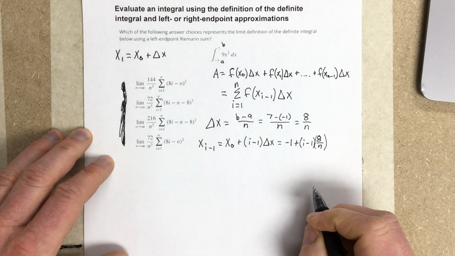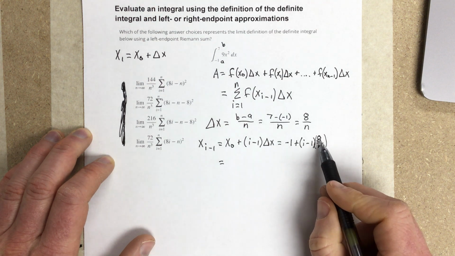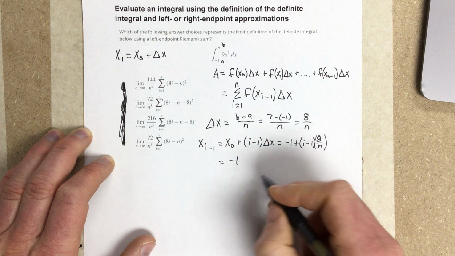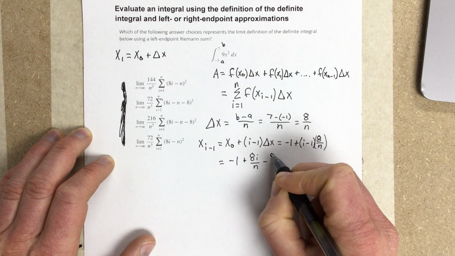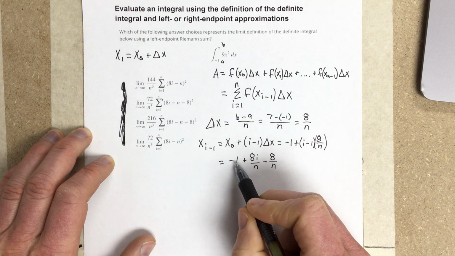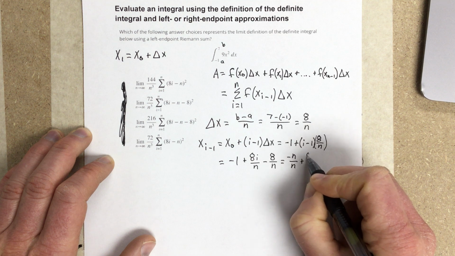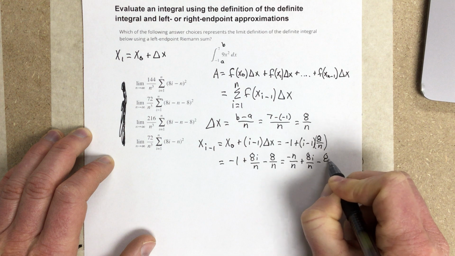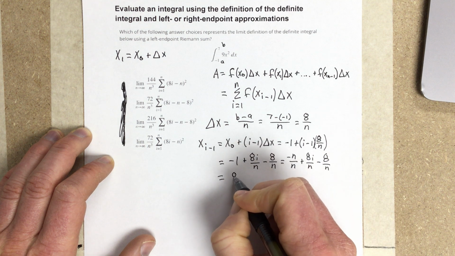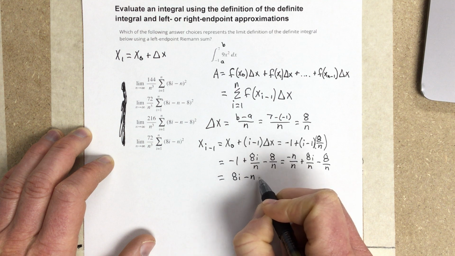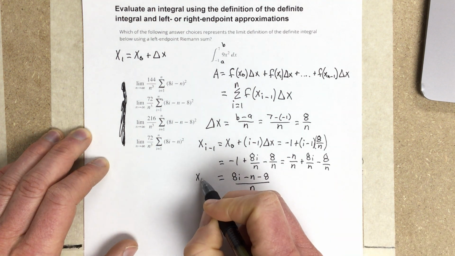So then we can go ahead and distribute that out. Let's distribute that to each term, so we have minus 1 plus 8i over n minus 8 over n. If I make this negative n over n, so I have negative n over n plus 8i over n minus 8 over n, I end up with, if I rearrange that top a little bit, 8i minus n minus 8 all over n. And so that is what x sub i minus 1 is.